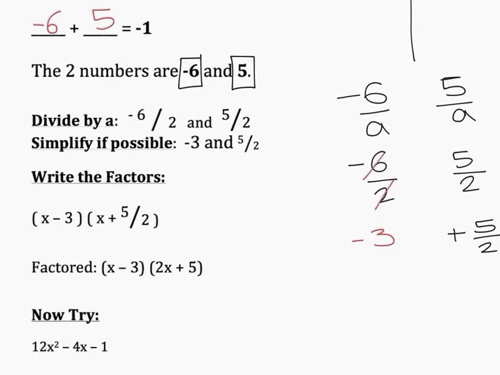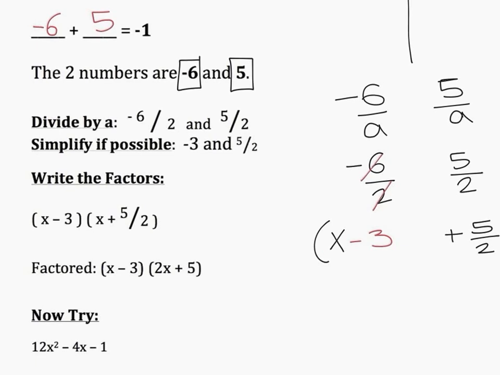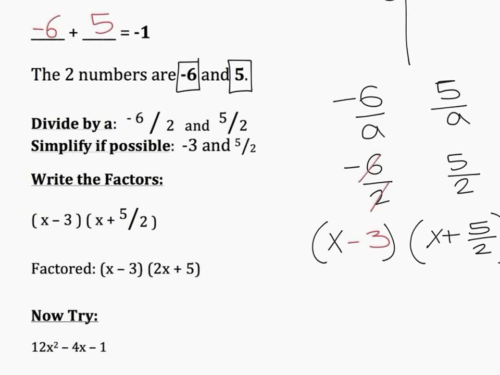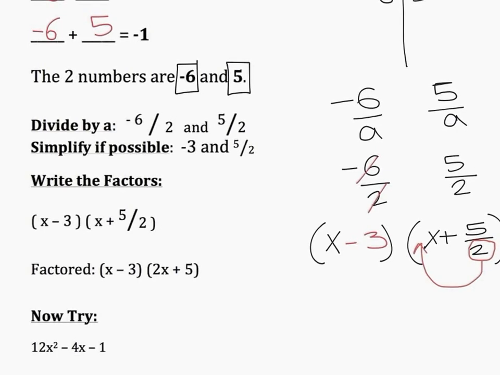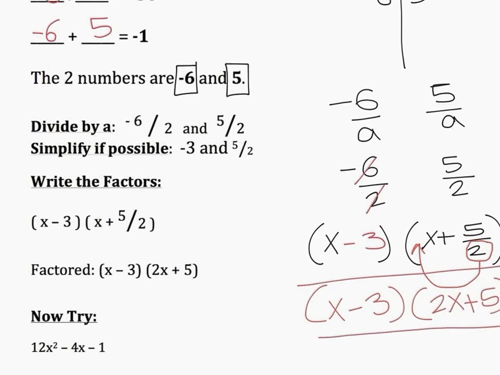So once you divide by a, put the number over a, and simplify the fraction if it's possible, then put x in front of each of those numbers, and those will be your two factors. So x minus 3 is my first factor, and x plus 5 over 2 is your second factor. But if you have a fraction left, or a bottom to this fraction, take it up and put it next to the x. That's why it's called the bottoms up method. So x minus 3, and now it becomes 2x plus 5, and that would be your second factor. Quick, easy, to the point.